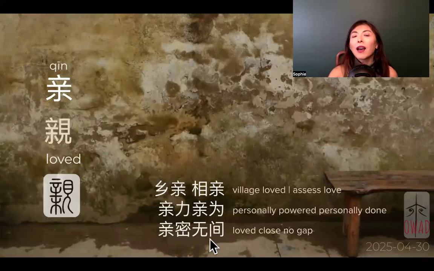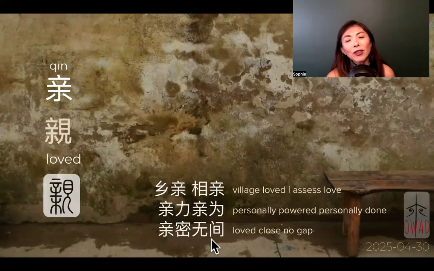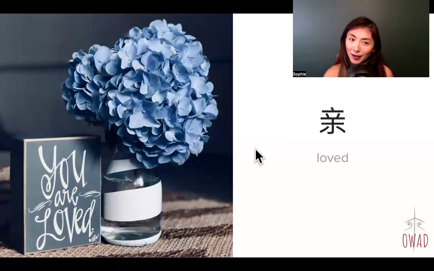But here we create this expression to idealize that you talk about everything. Even if you may not see eye to eye on everything, you're going to talk it out. So between yourselves, the level of 亲密, the intimacy, the level of how loved you are, how close you are, is as if there is absolutely no gap, like you know exactly what each other is thinking. So that's 亲密无间. So here is loved, and that's how Chinese express it.